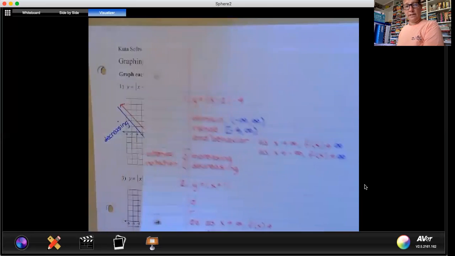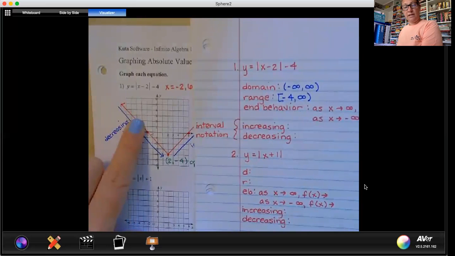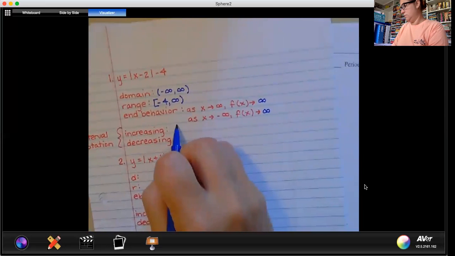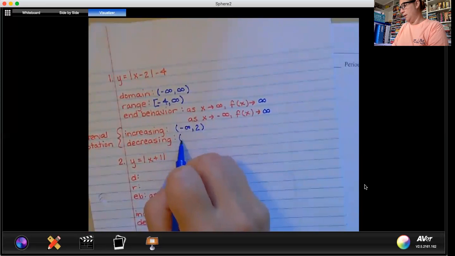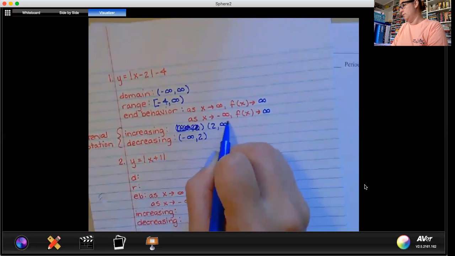We've already talked about increasing and decreasing. You are decreasing from negative infinity. These are x values. From negative infinity to 2. And then you are, I'm sorry, I wrote that in the wrong place. You're decreasing from negative infinity to 2. And then you're increasing from 2 to infinity.